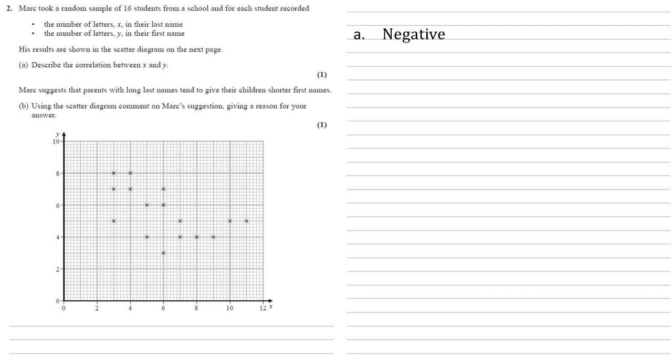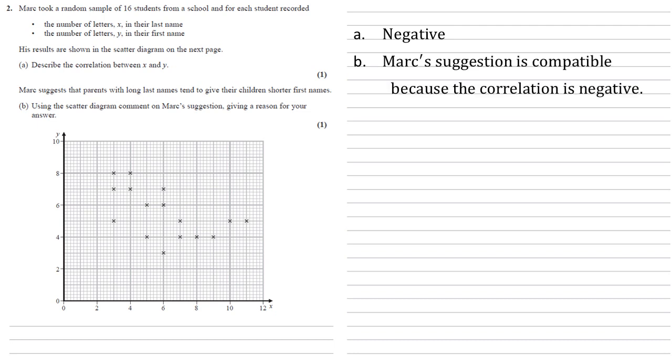Mark suggests that parents with long last names tend to give their children shorter first names. So part B, using the scatter diagram, we need to comment on Mark's suggestion, giving a reason for the answer. So we've got this negative correlation where large Y's are with the smaller X's and vice versa. So we can say that Mark's suggestion is compatible because the correlation is negative. As one amount gets larger, the other amount gets smaller.